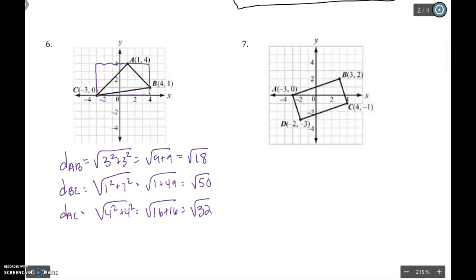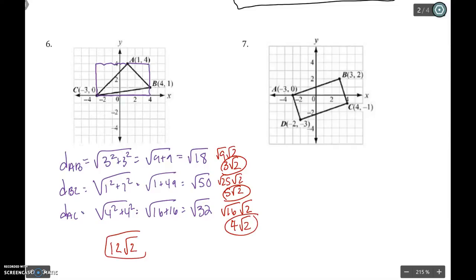Okay, all of these are simplifiable. If I had done that, I would have a 3 radical 2 here, a 5 radical 2 here, and a 4 radical 2 here. So if I were to add all those together, I would actually get a 12 radical 2. So if possible, that's allowed as well.